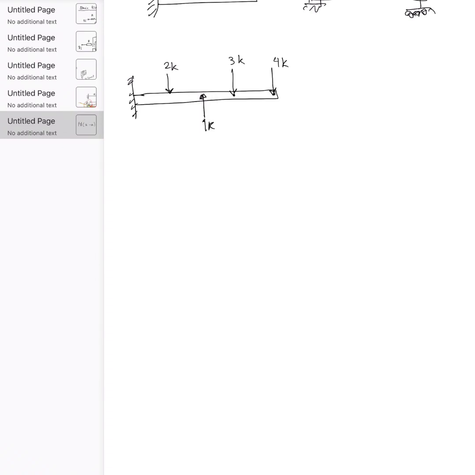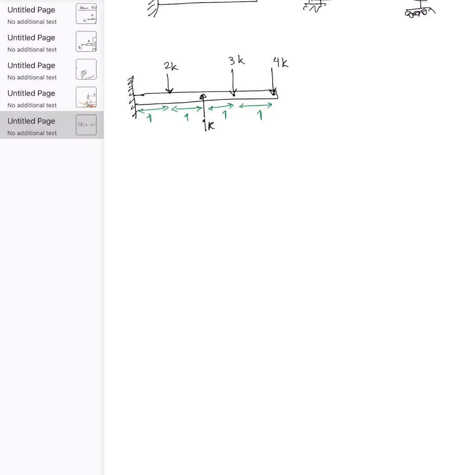Okay, so we have obviously a lot of loading on this beam. It's fixed to the wall. Put some distances here, 1, 1, 1, 1. And now we want to write the moment diagram with just one equation.